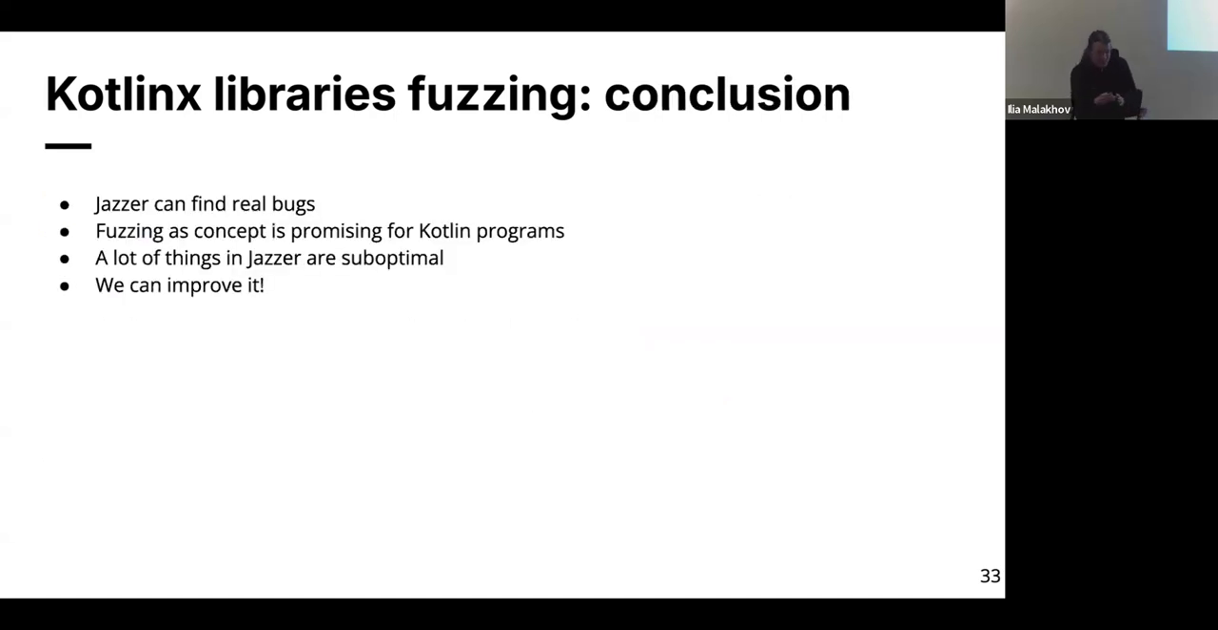To sum up, Jazzer is actually working. It can find real bugs in real Kotlin projects. However, usage is very painful and a lot of things are made suboptimal. Luckily, we can do better.